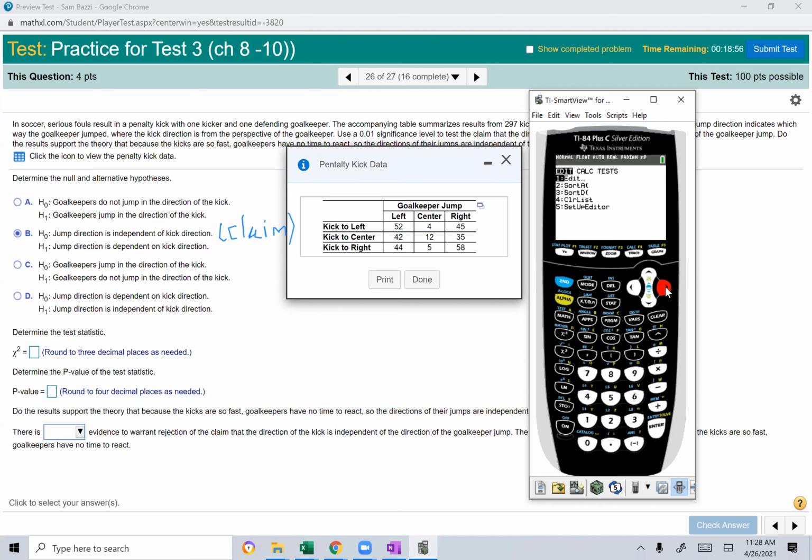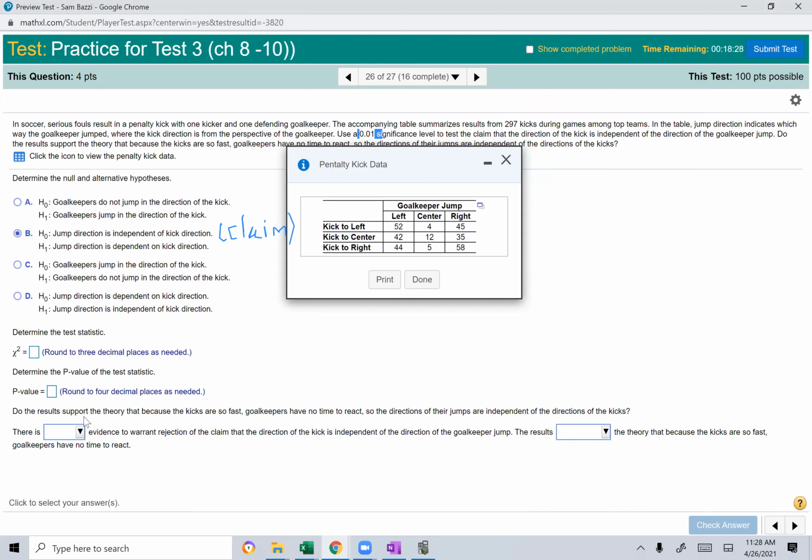Just run the test. Stat, tests, chi-square test. Okay, calculate. So chi-square, guys, is 11.078. P-value is 0.02569, and at what alpha does he want us to check? At 0.01. So remember, this is bigger than alpha, fail to reject the null hypothesis.